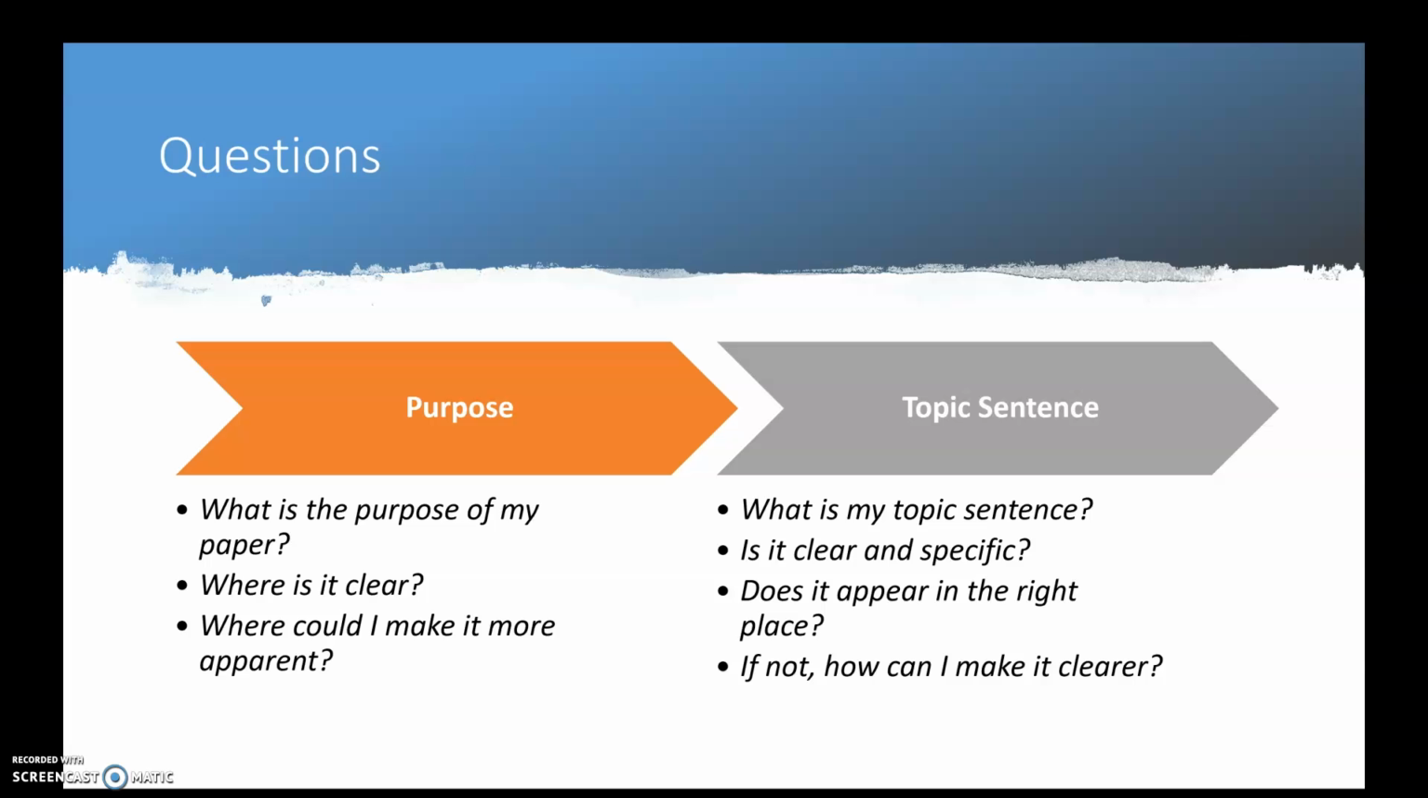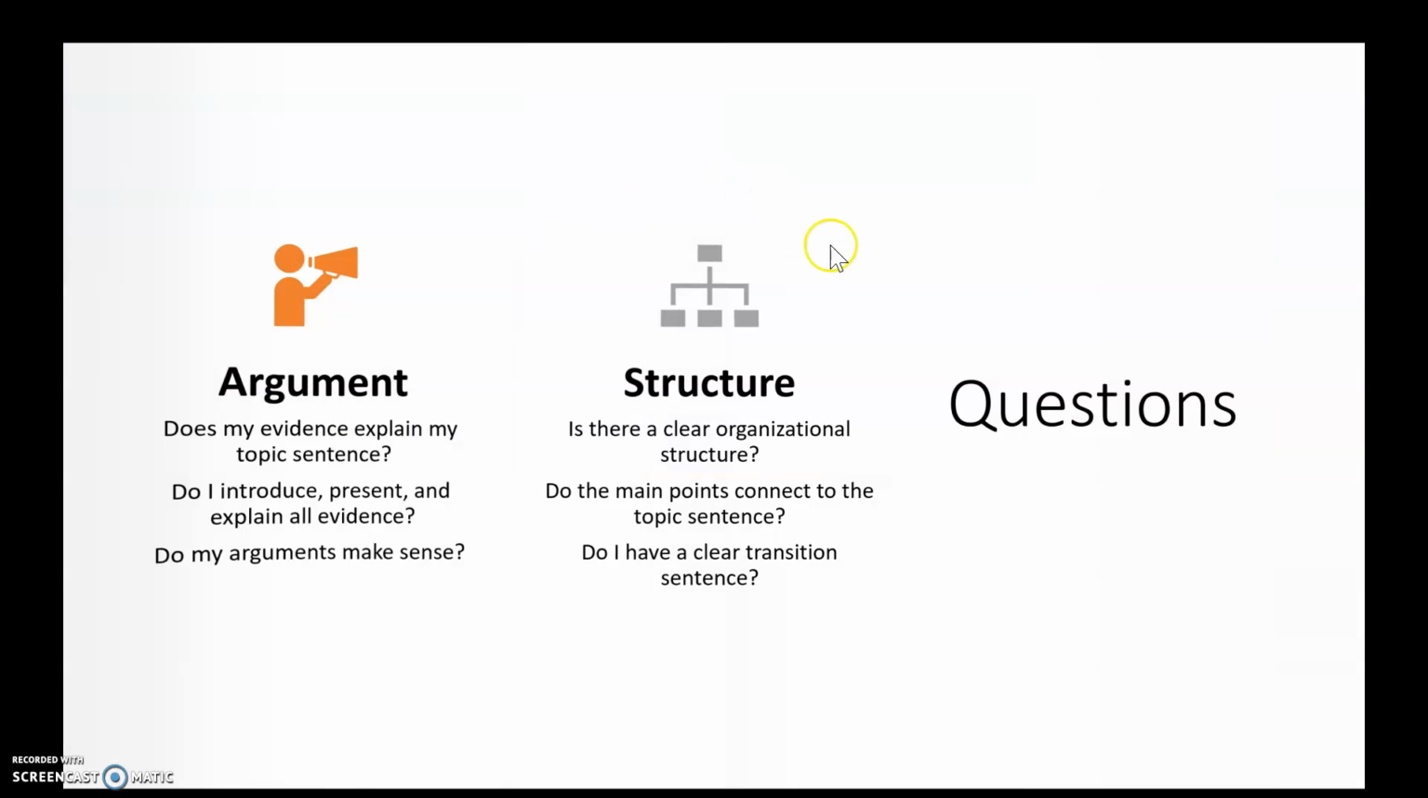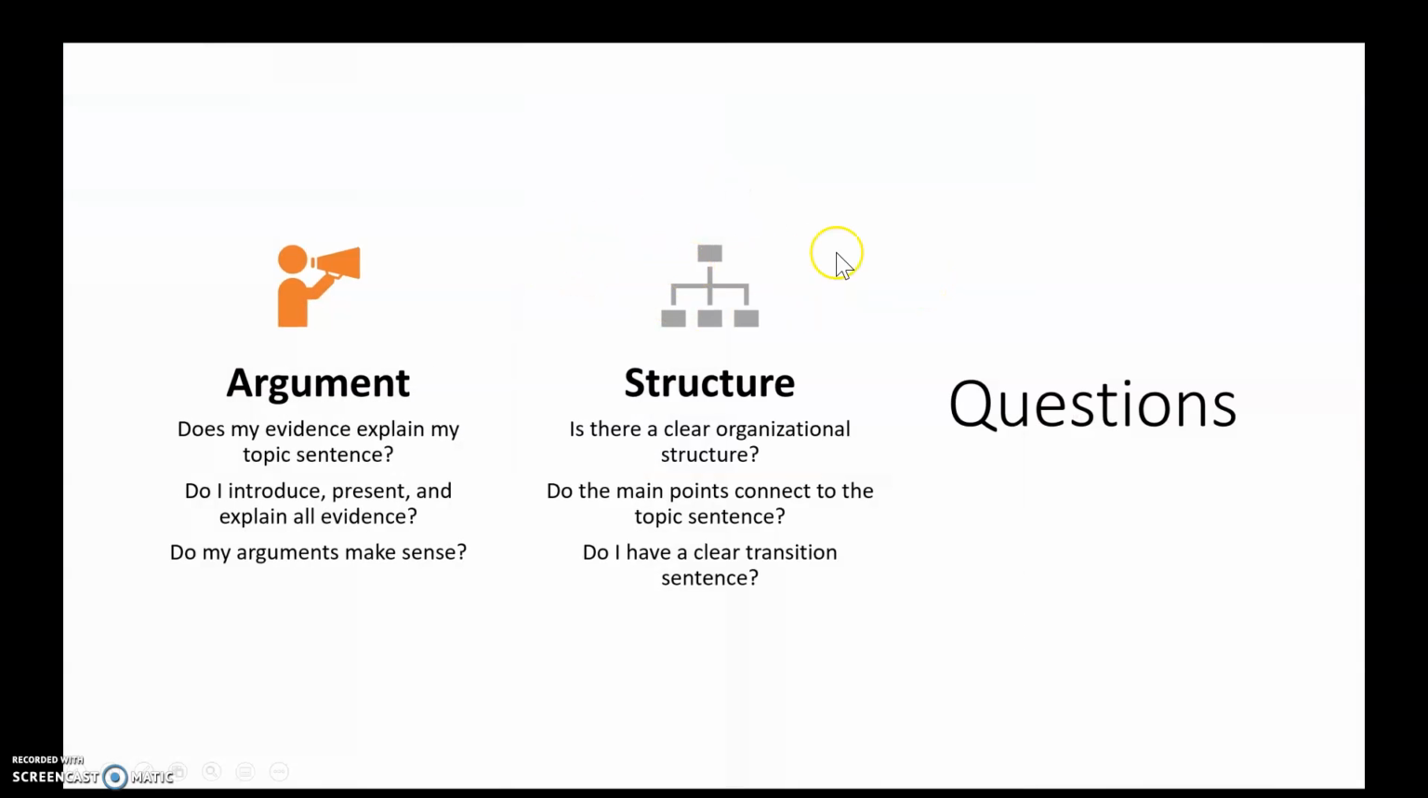You'll want to look at the topic sentence and ask yourself things like, what is my topic sentence? Is it clear and specific? Does it appear in the right place? And if not, how can I make it clearer or make it so that it does appear in the right place? You'll also want to look at things like your argument and your structure.